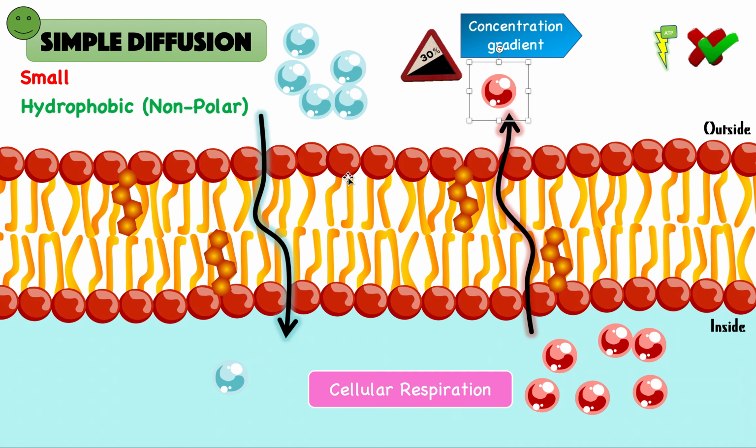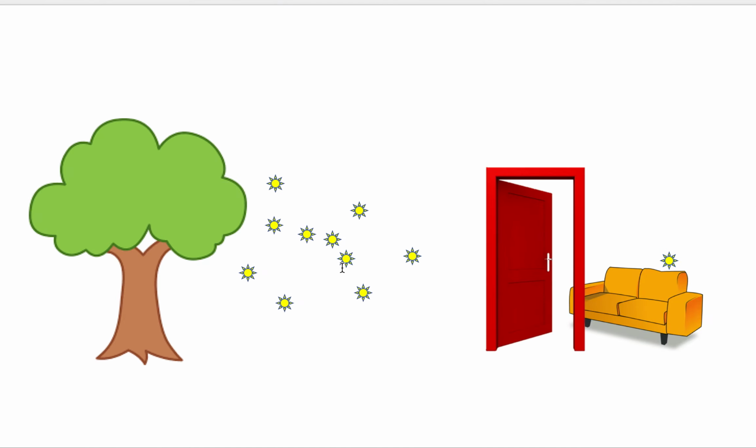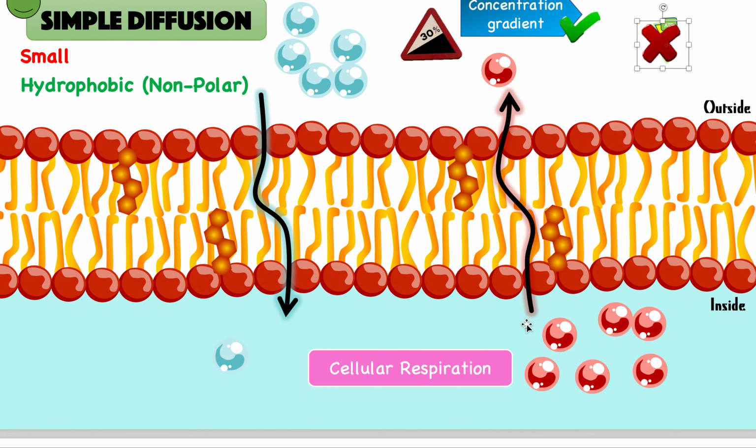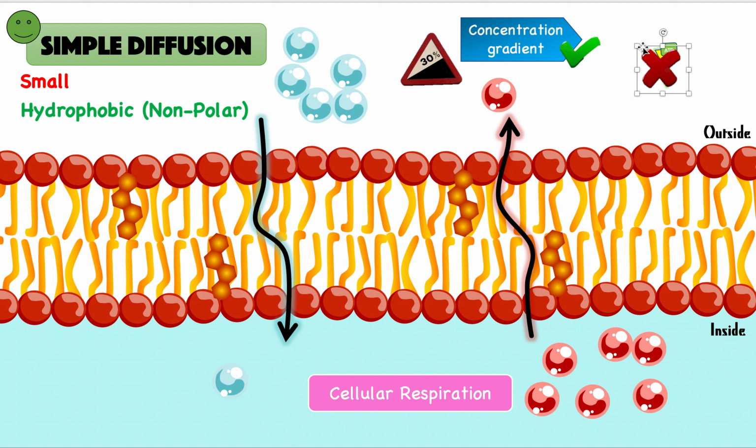So, conclusion, simple diffusion needs concentration gradient. It does not require any energy. No energy is required. This process happens by itself, so we don't need to use any ATP. No ATP is needed. Remember from the analogy from the heat, we didn't need any energy for this to happen. It happened by itself. The same way, these oxygen and carbon dioxide molecules move by themselves. No energy is required. So no energy, yes concentration gradient, small molecules, hydrophobic molecules, and no protein channel needed. And that's it for this video on simple diffusion.